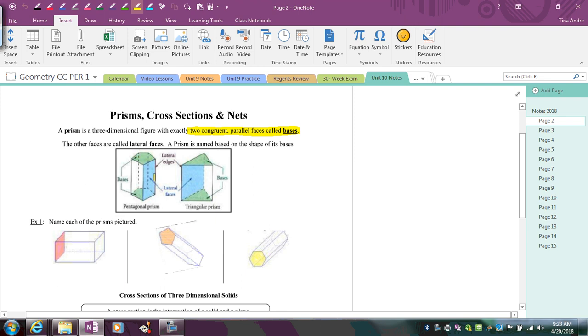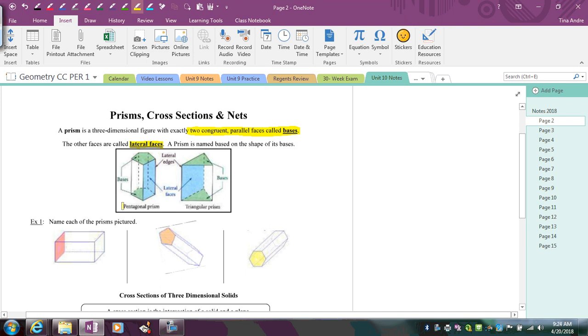The rectangles are actually called the lateral faces. So remember, all of the polygons are called faces, but the two congruent parallel ones are bases. The lateral faces are the ones that connect those bases. The other thing to keep in mind here is the difference between an edge and a face. An edge is a line segment, versus a face, which is the entire polygon. And the vertices are all of these points where the edges meet.